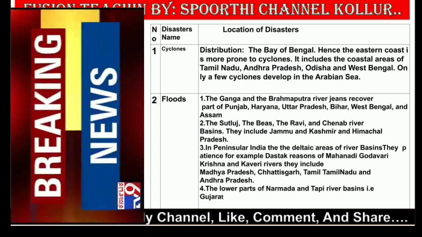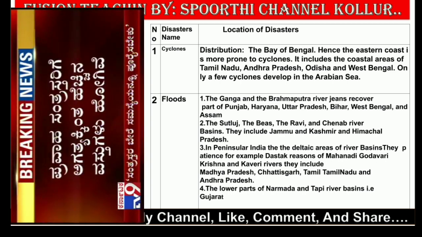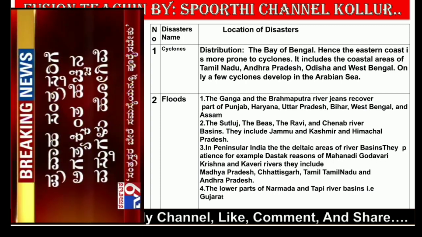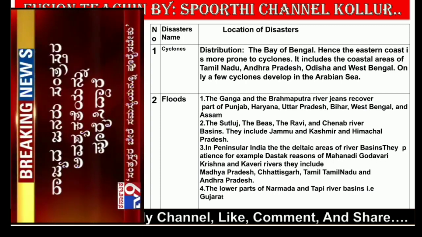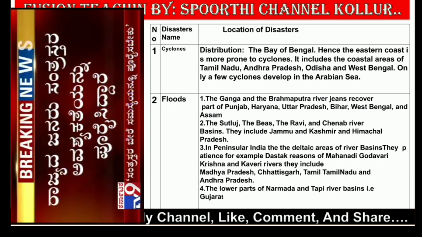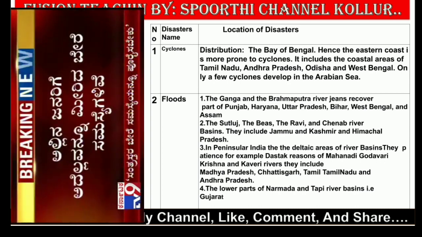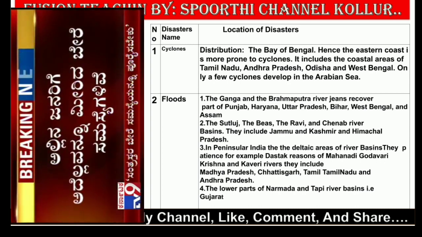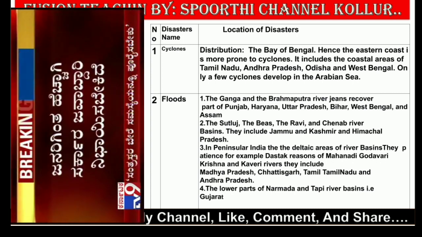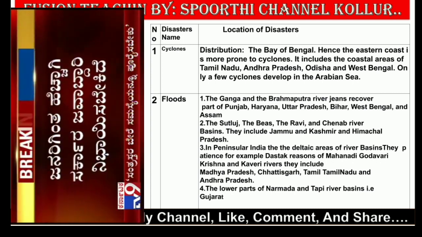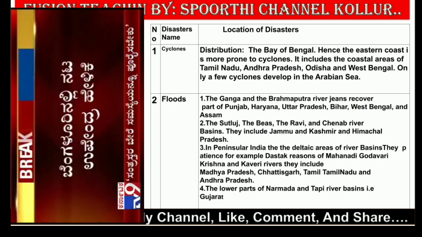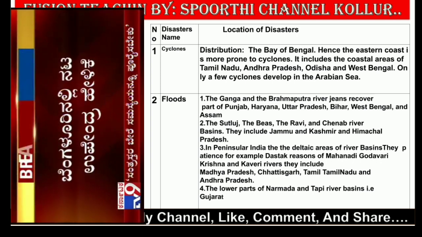Then we are studying about the disasters name: cyclone, floods. Then the third column, location of disasters. What was the question that came in the examination? Explain the causes and location of landslide or cyclone or floods. Any one, 3 marks or 2 marks is given to us. Then you give the answer.